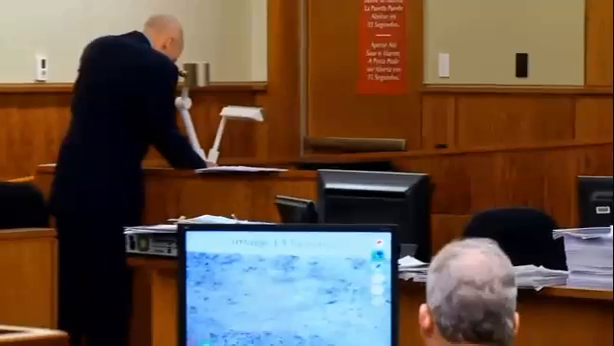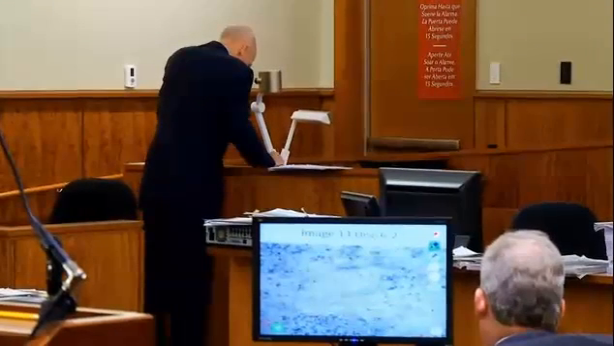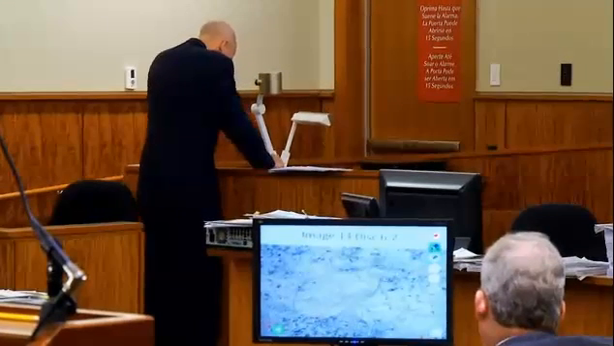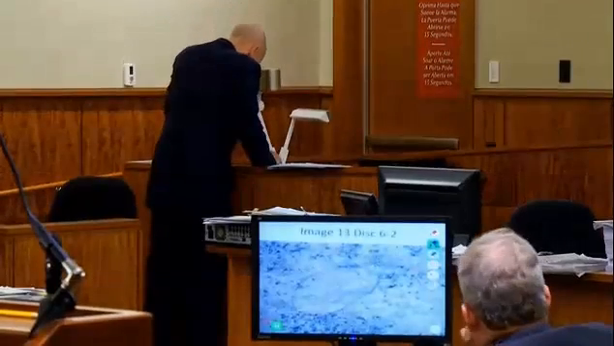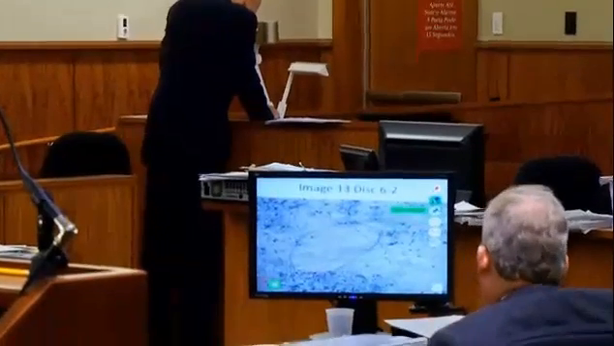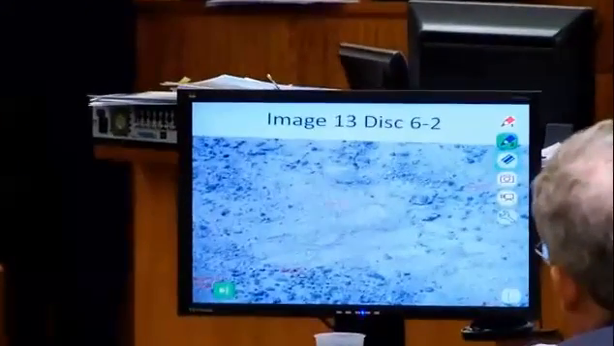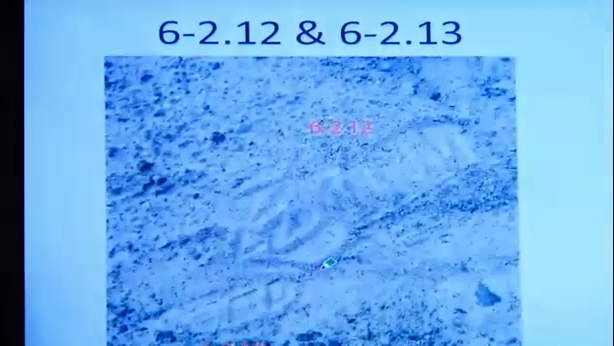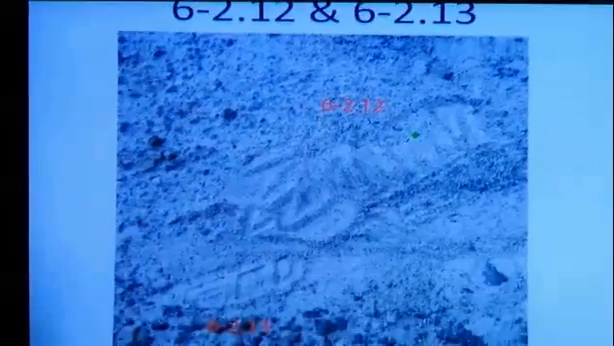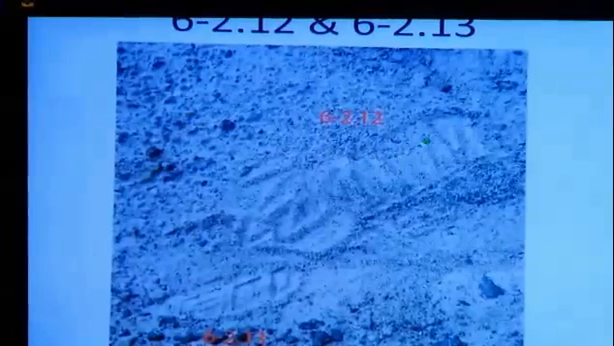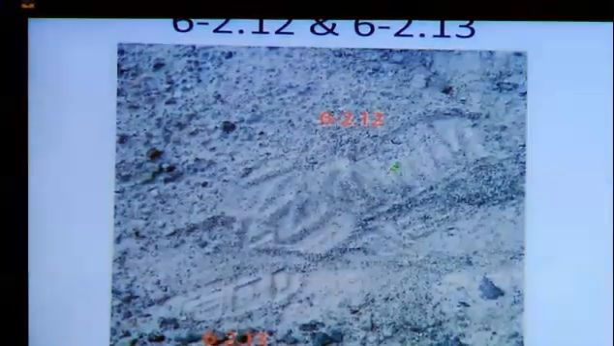Now, 6-2.12 indicated is a full impression or near the center there. Yeah, it's showing with 6-2.13. On first look at it, it appeared to be 2 unconnected footwear impressions. After further examination, it's 1 full footwear impression. Let me show you a close-up of that. That's 6-2.12 and 6-2.13. Yes, these are these alternate triangles we've seen before.